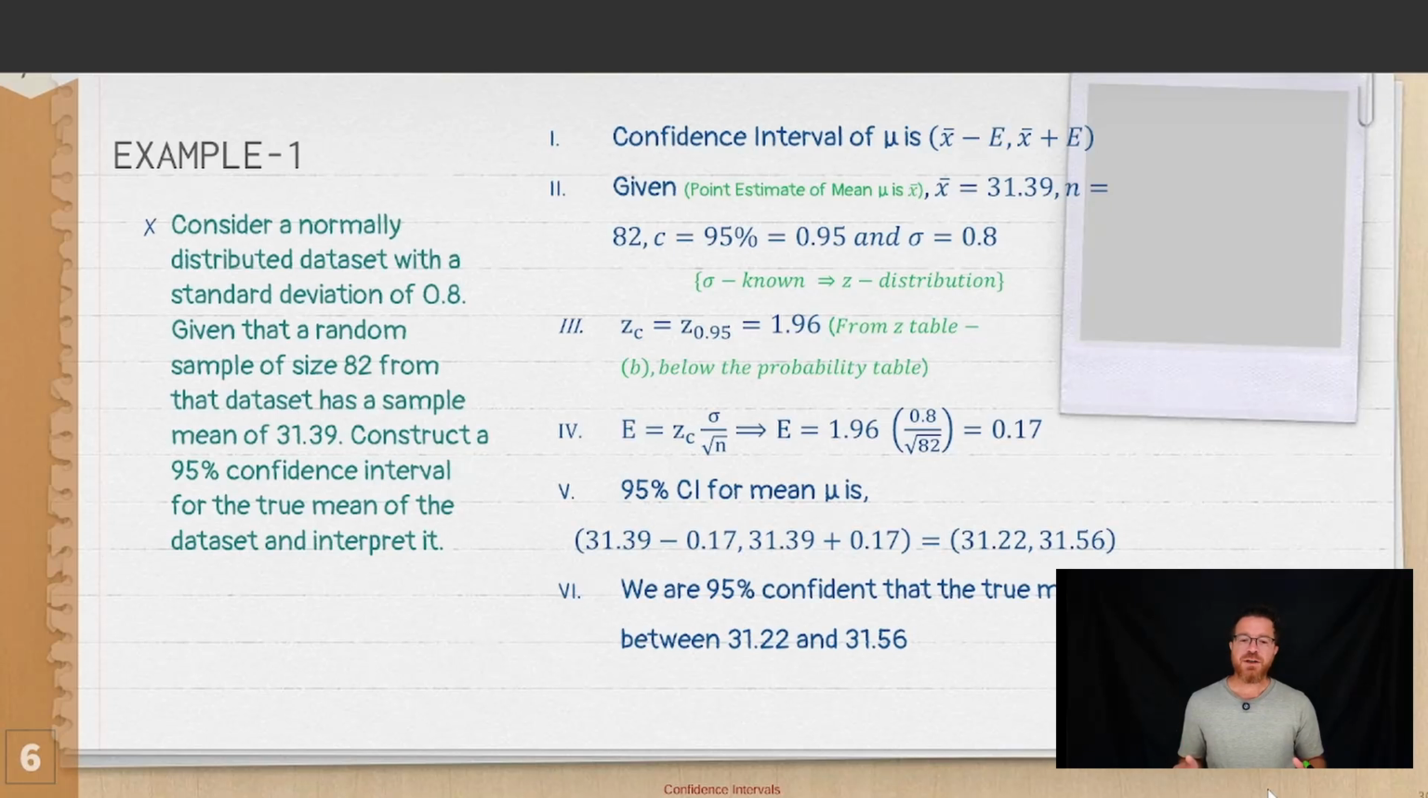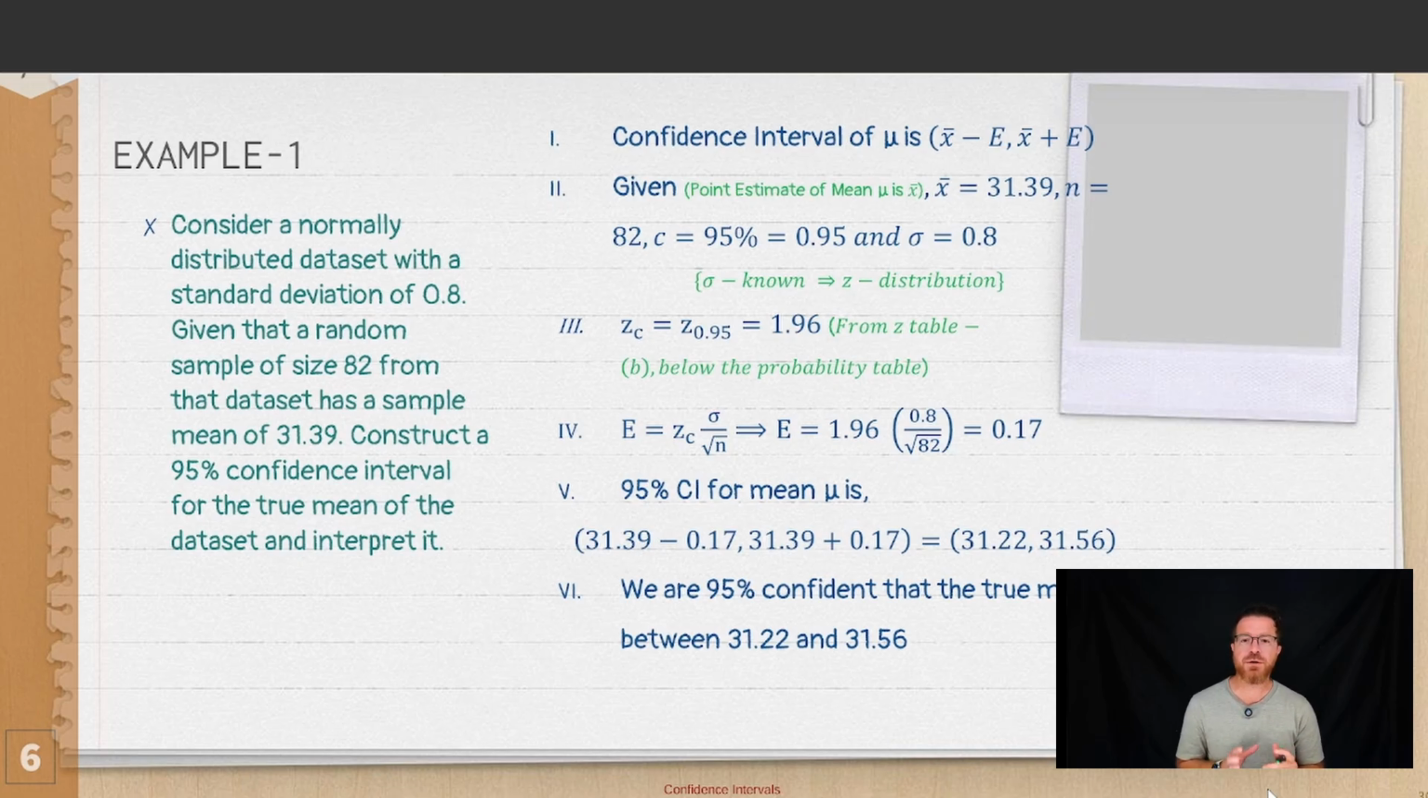Hello everyone. In this video, we're going to be going over a couple examples on how to find confidence interval for the mean mu when sigma is known. So the first example says, consider a normally distributed data set with a standard deviation of 0.8. Given that a random sample of size 82 from a data set has a sample mean of 31.39, construct a 95% confidence interval for the true mean of the data set and interpret it.